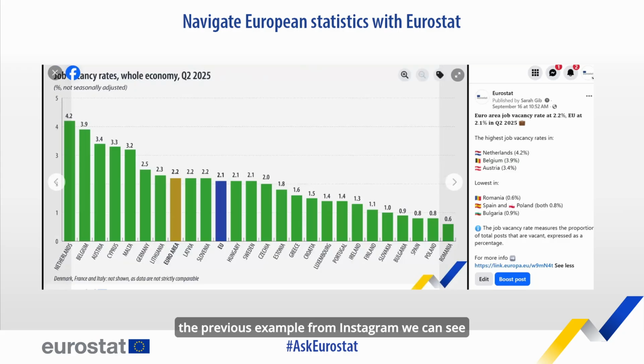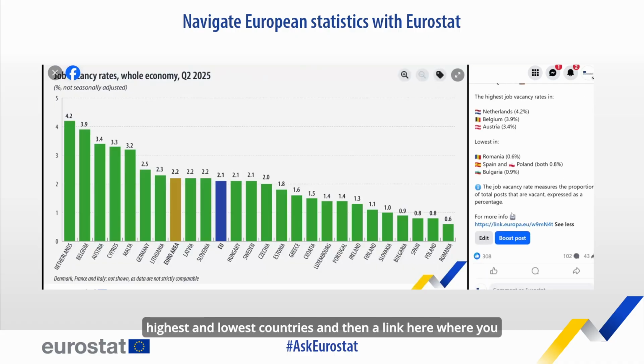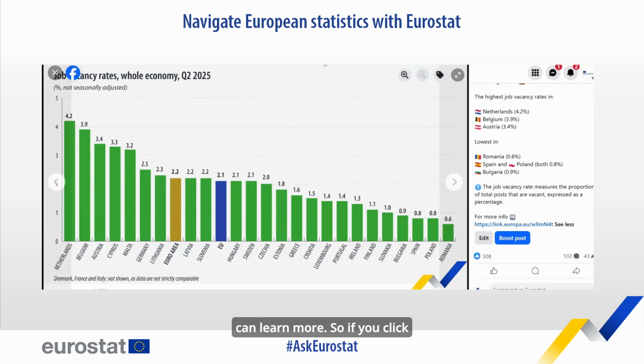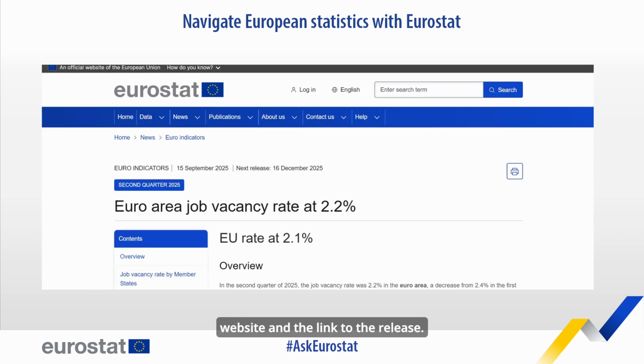As well, like the previous example from Instagram, we can see that we have the post text, which explains what we see in the visual. We also have a ranking of the highest and lowest countries, and then a link here where you can learn more. So if you click that link, you reach the Eurostat website and the link to the release.